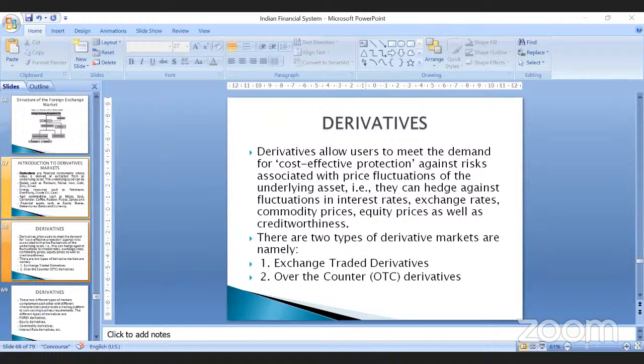That is, they can hedge or protect themselves from fluctuations in interest rates, fluctuations in exchange rates, fluctuations in commodity prices, fluctuations in equity prices, right? They can hedge themselves against all these things. Now, there are two types of derivative markets, namely exchange traded derivatives and over the counter derivatives.